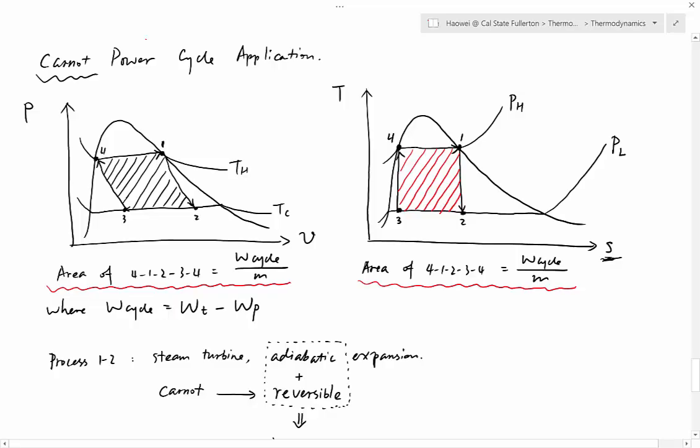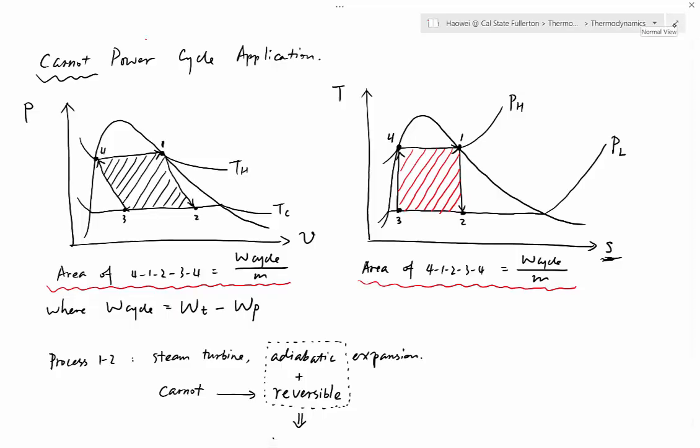And now you should realize why we prefer to have T versus S diagram. Why? Because not only can we visualize W cycle per unit mass because it's equal to the area of the enclosure, but we can also calculate the area of the enclosure, which means we can calculate W cycle per unit mass. Why can we calculate it? Because in this case, on the T versus S diagram, the enclosure is actually a rectangle, and we can easily calculate the area of the rectangle. It is height multiplied by the length. That's it. Okay, so now let's do that.